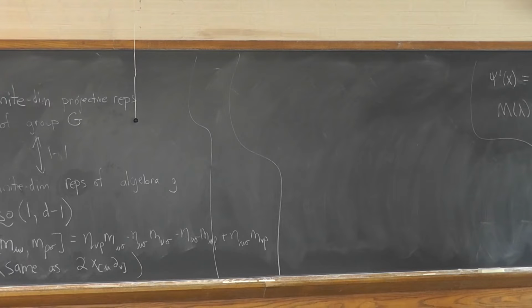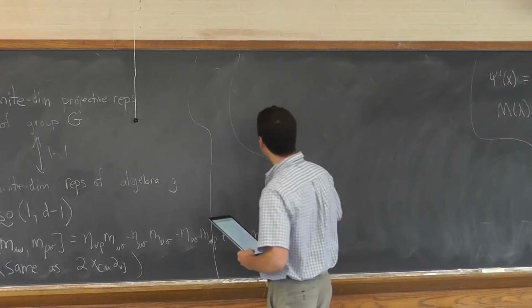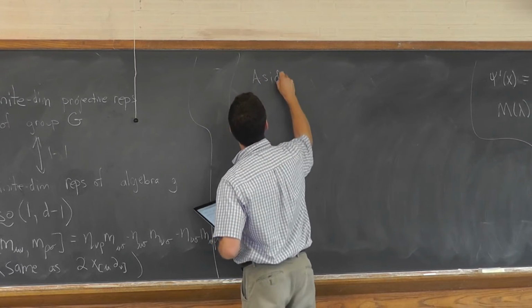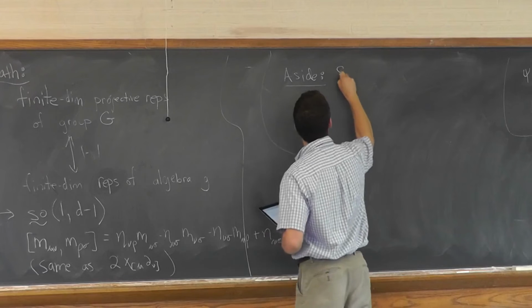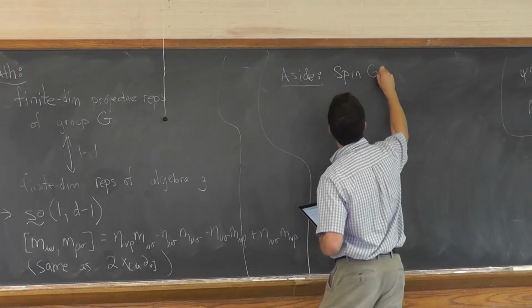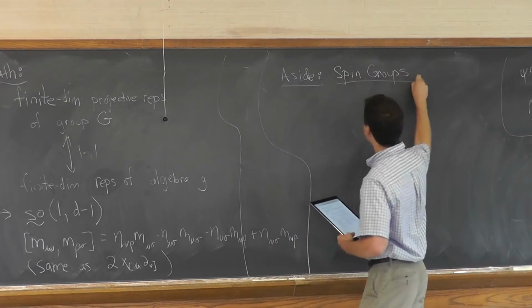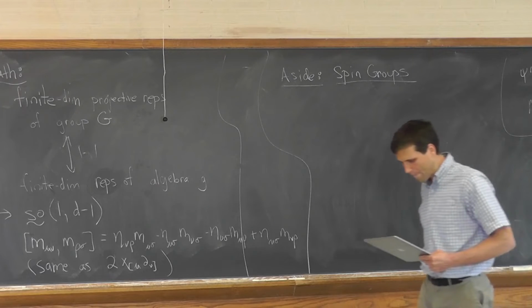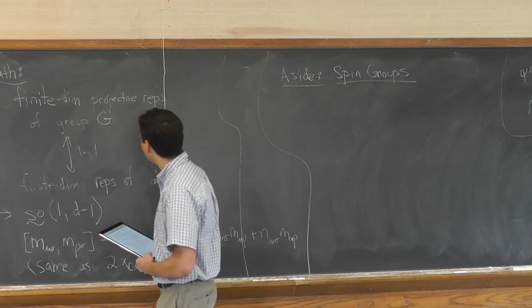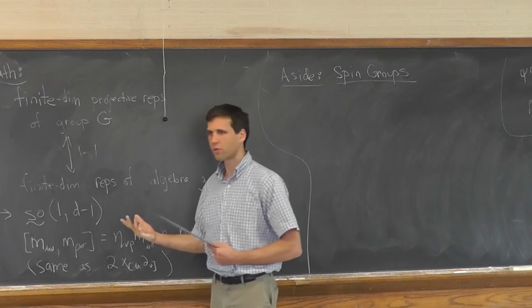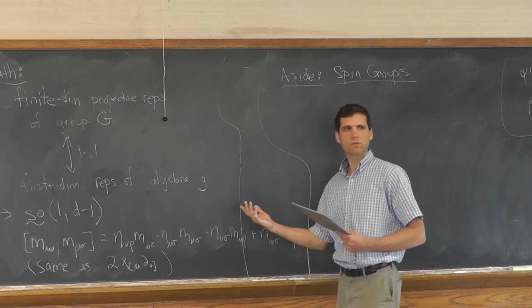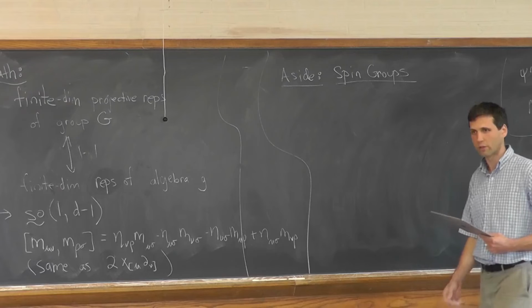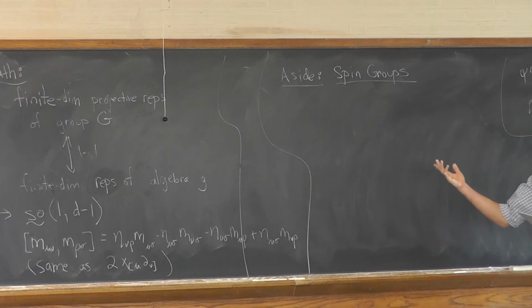So the conclusion is that we should focus on the algebra, but before we do that, I want to say a bit more about the group. Because it's fun, so I want to say a few things about spin groups. We're going to talk about these projective reps of the Lorentz group, but projective reps of the Lorentz group are actual representations of a bigger group. That group is called the spin group.